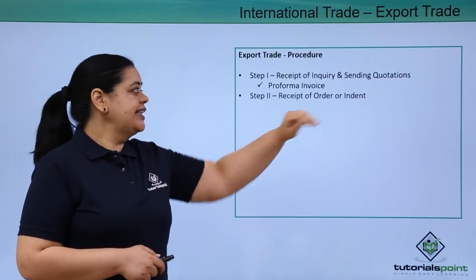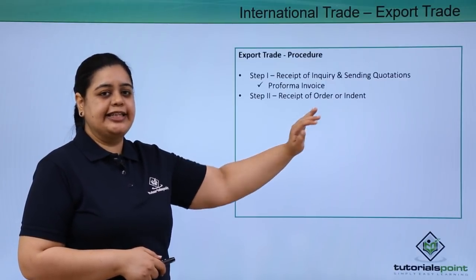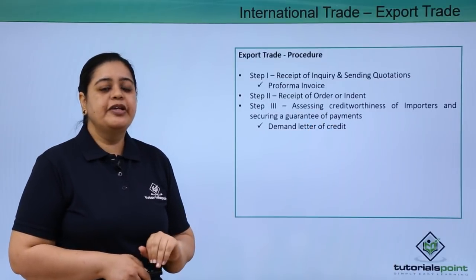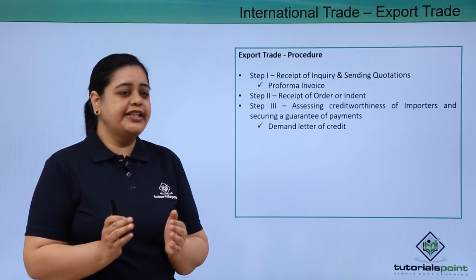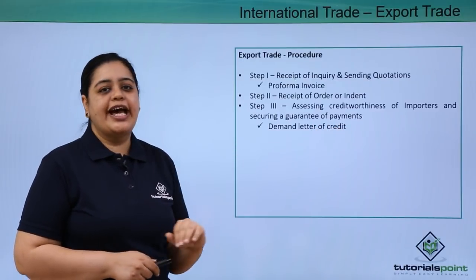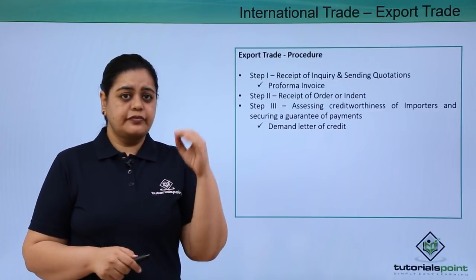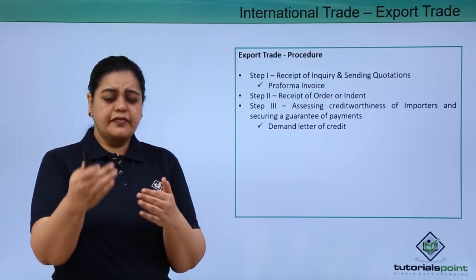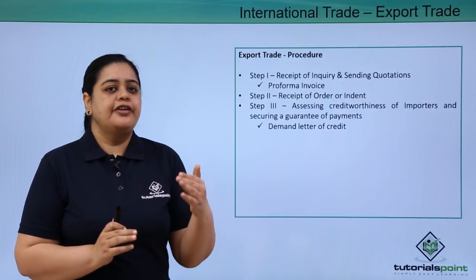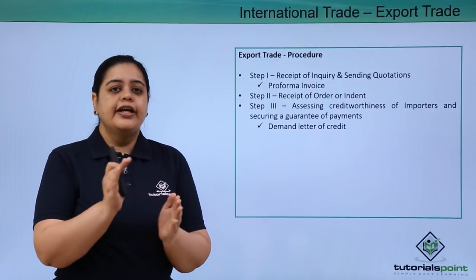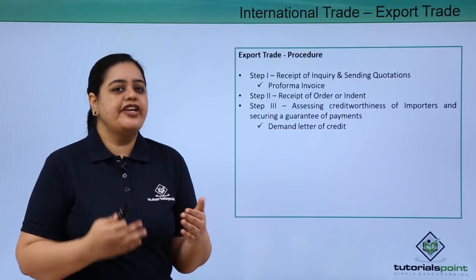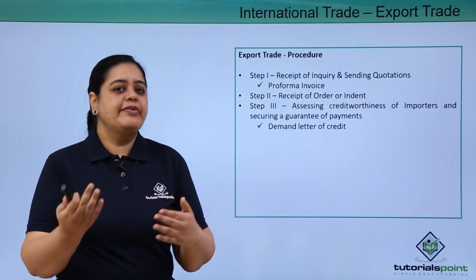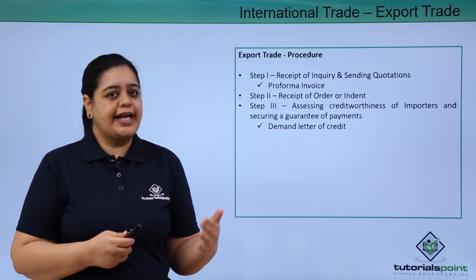Now you will receive the order. So that would be the second step, receipt of order or indent. Now the third would be, you need to assess the credit worthiness of an importer and secure guarantee of payments. Remember, when we are doing export, we are dealing with an unknown country and an unknown importer, an unknown buyer, right? Now the thing is, most of the times there are no face-to-face meetings. Everything happens on email or maybe through a call, such as using Skype or other things.